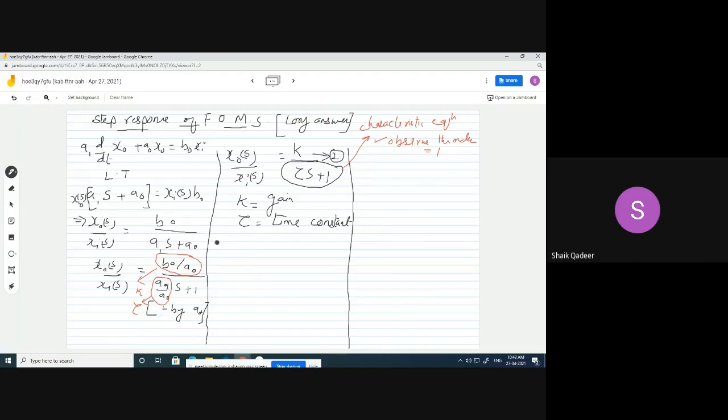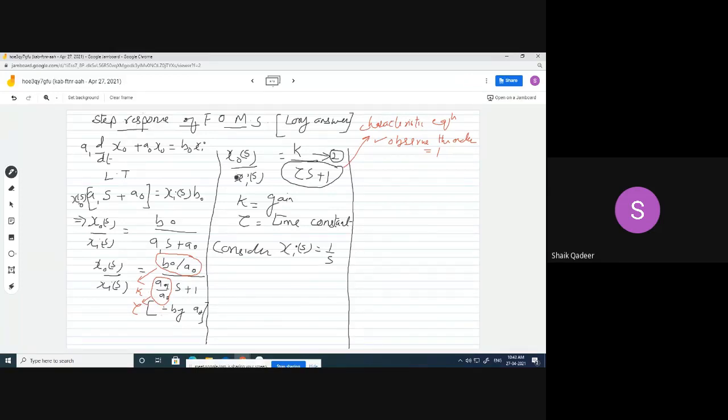Now consider the case of Xi of s is equal to 1 by s, because it is given in the question. What is asked to find out? Step response. This term is very important to understand. Step response means response to step input. What do you mean by step response? Response to step input. Interactive is how it works, otherwise you would get bored and not be interested in the subject. Step response means response to step input.